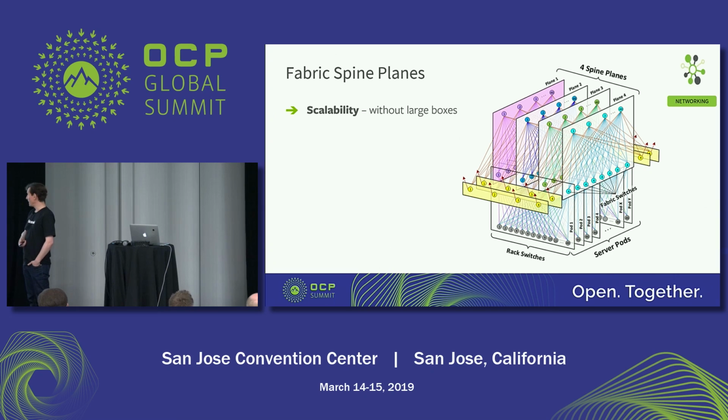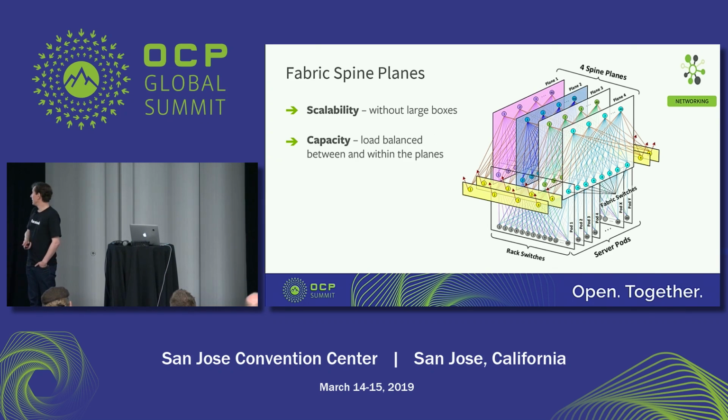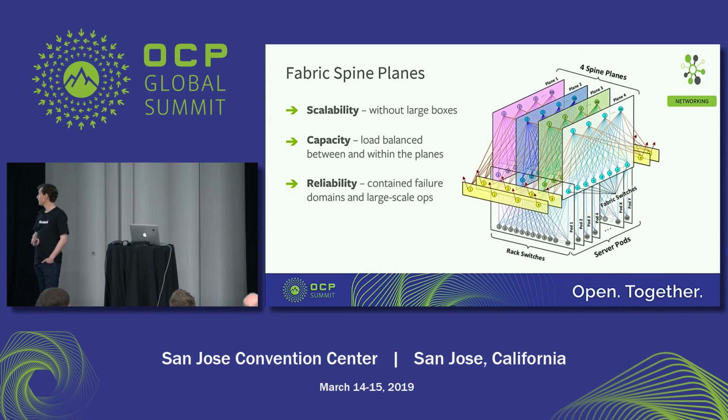Looking at the spine planes, the parallel spine design gives us multiple benefits. One of them is scalability. With reduced partial mesh connectivity, we're able to build bigger networks without bigger switches. They also give us capacity. The load is balanced between the planes and within the planes, utilizing all of the spines available in the spine tier. They give us reliability.